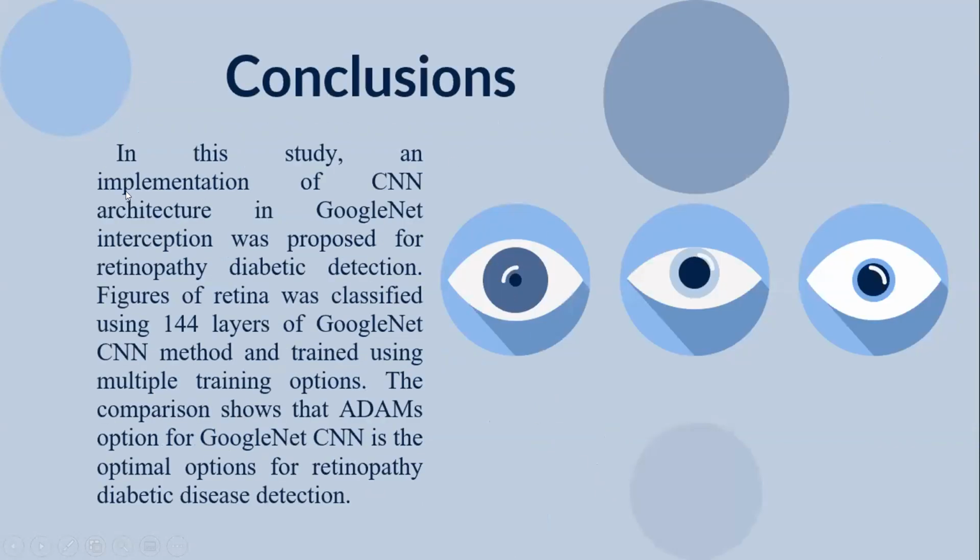In conclusions, in this study, an implementation of CNN architecture in GoogleNet Inception was proposed for diabetic retinopathy detection. Figures of retina were classified using 144 layers of GoogleNet CNN method and trained using multiple training options. The comparison shows that ADAM's option for GoogleNet CNN is the optimal option for diabetic retinopathy disease detection.